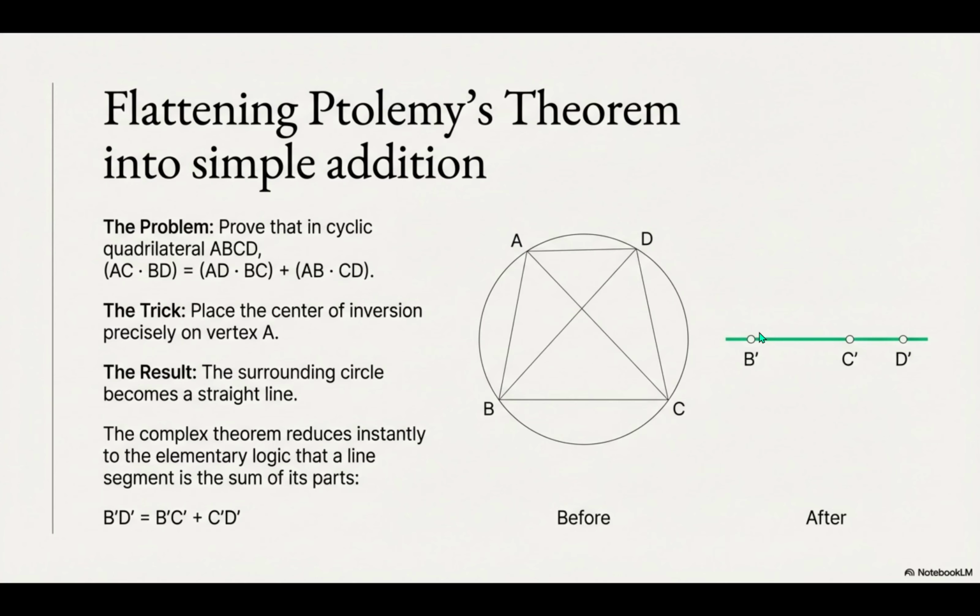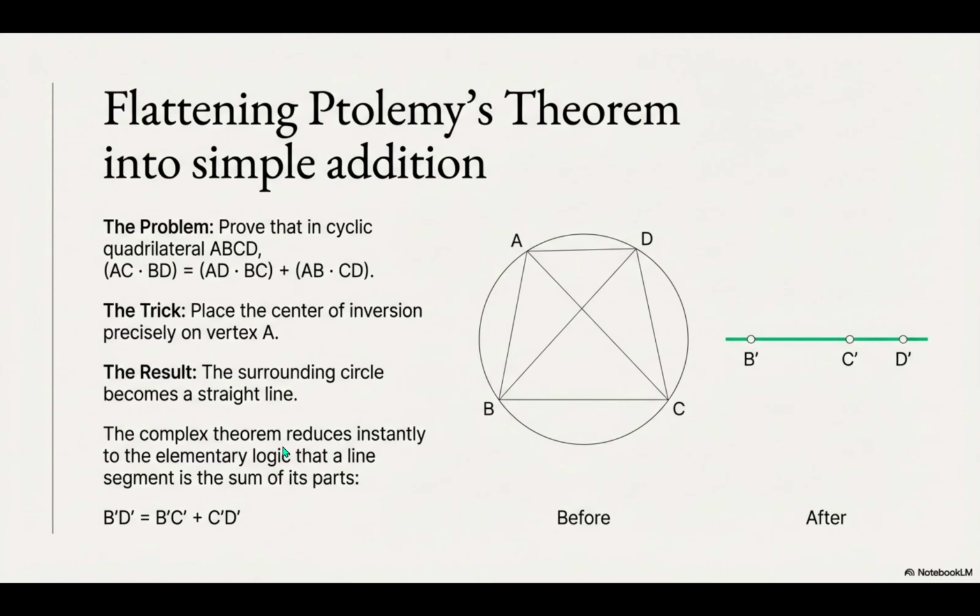Exactly. If you have 3 points on a line, B, C, and D, the total length of the line from B to D is just the first piece plus the second piece, B to C plus C to D. It really is that simple. Through the strict distance formulas of inversion, that basic line addition perfectly translates backwards into Ptolemy's complicated multiplication theorem. You didn't do harder math, you just changed the geometry of the problem to avoid the hard math entirely.